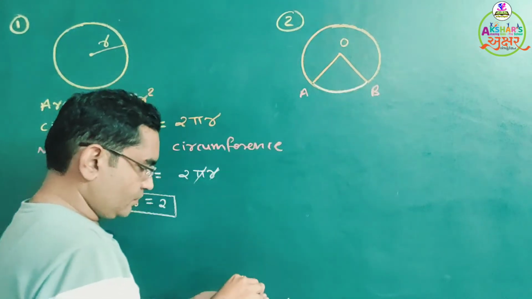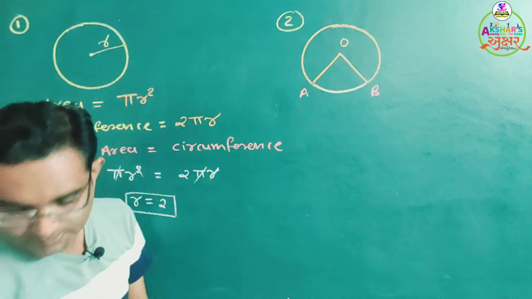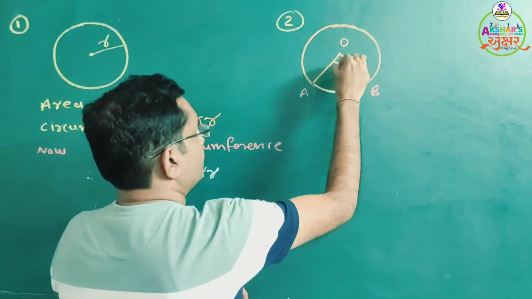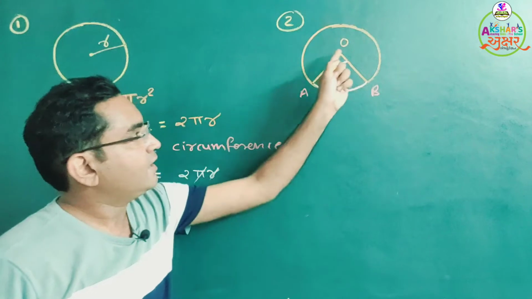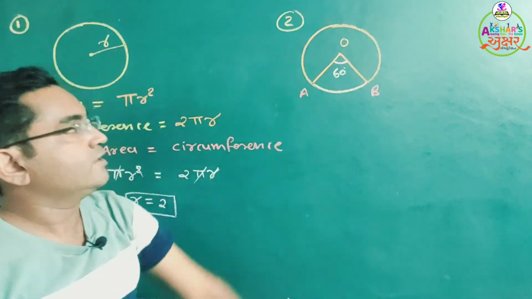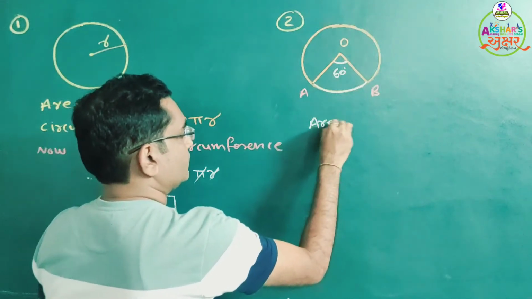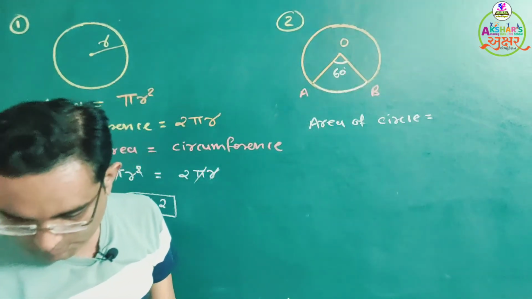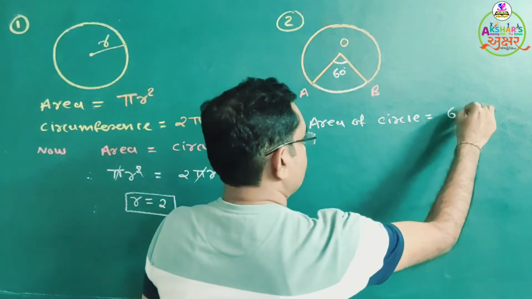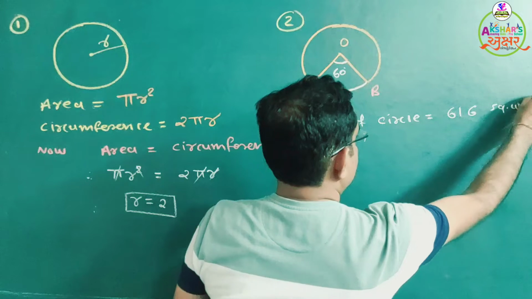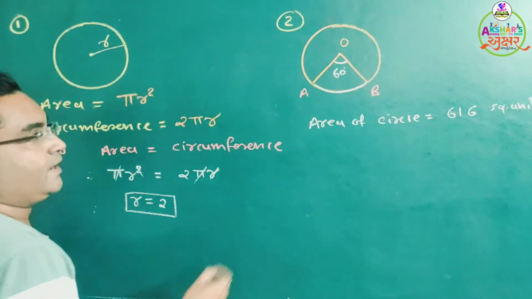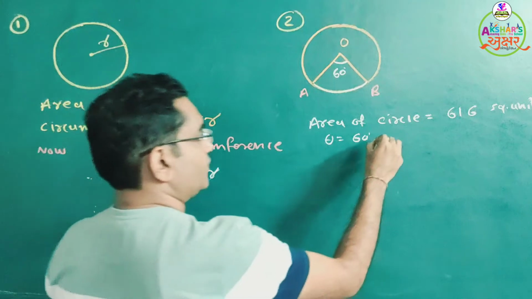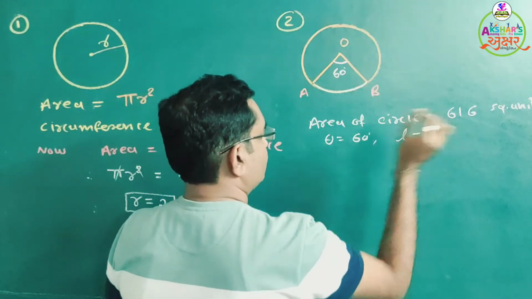The arc AB subtends an angle of 60 degrees at the center of the circle. This arc AB makes an angle of 60 degrees with the center of the circle, and the area of the circle is given: 616 square units. So if the area of the circle is 616 square units and the angle subtended by this arc at the center, theta, is 60 degrees, then the question is what is the length of this arc?